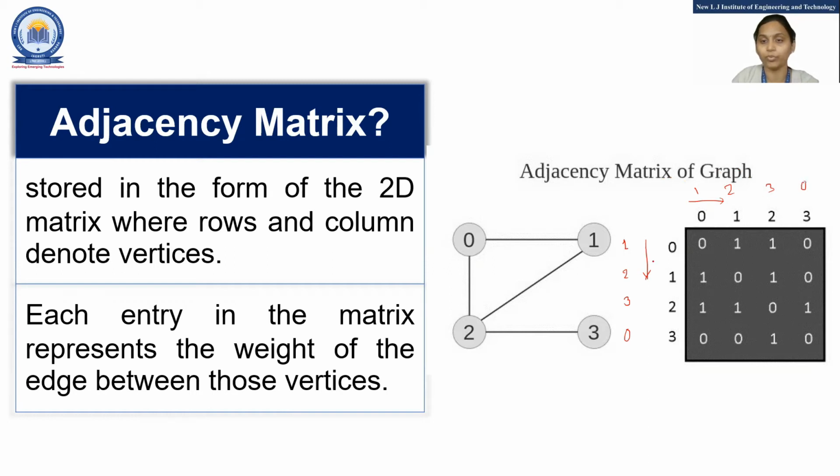Now you know that in this graph you don't find any self loop. So no self loop means 0 to 0 has no edge, and 1 to 1 has no edge. This way, diagonally you can find 0, so there is no loop in your graph. But if you have any loop, then this number would be represented as 1.